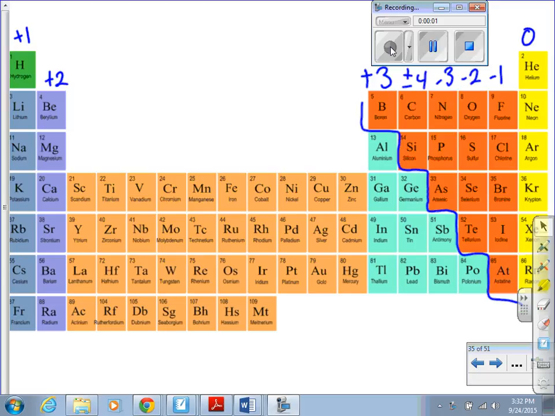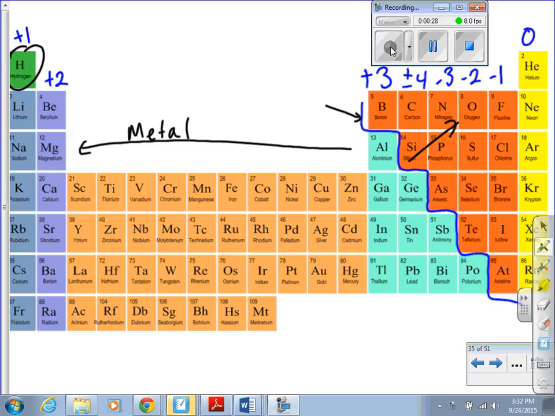When naming binary ionic compounds, the most important thing to know on the periodic table is the difference between a metal and a nonmetal. We have this dividing line on the periodic table, outlined here in blue, that separates the metals and the nonmetals. Anything to the left of that stair step, except for hydrogen, is a metal, and anything to the right of the stair step is a nonmetal. So these are all nonmetals.